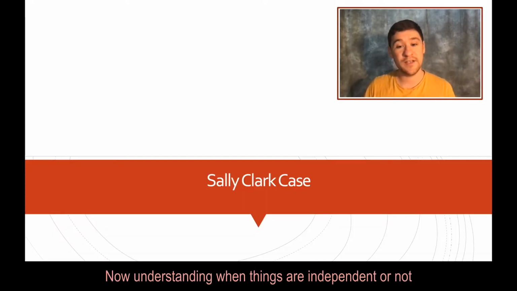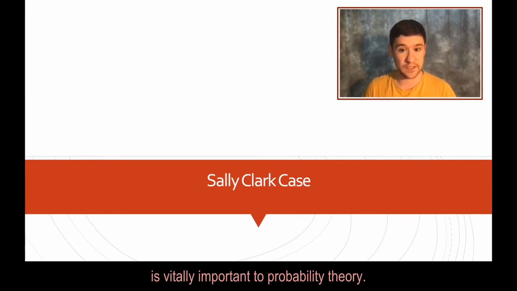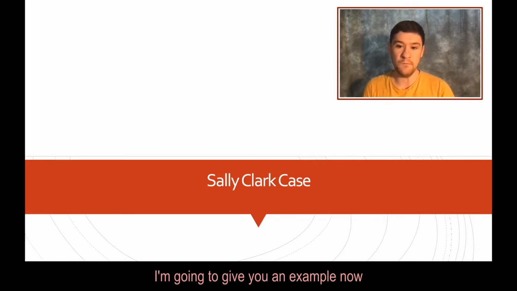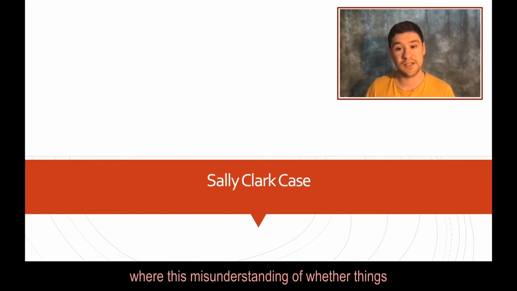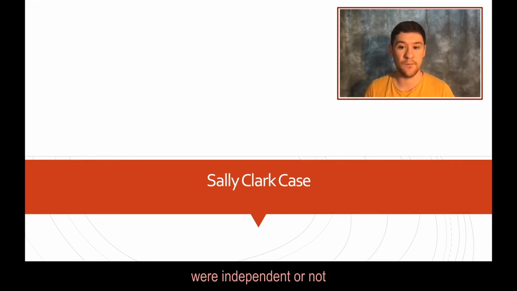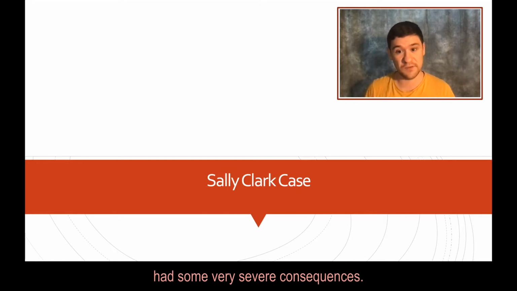Now, understanding when things are independent or not is vitally important to probability theory. I'm going to give you an example now, and this is a true life example where this misunderstanding of whether things were independent or not had some very severe consequences.